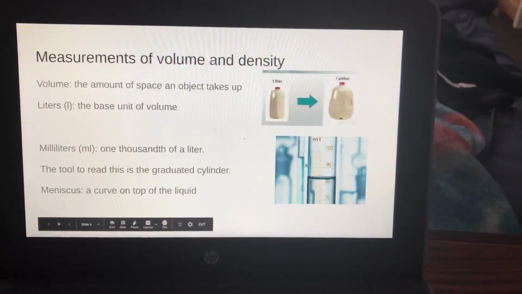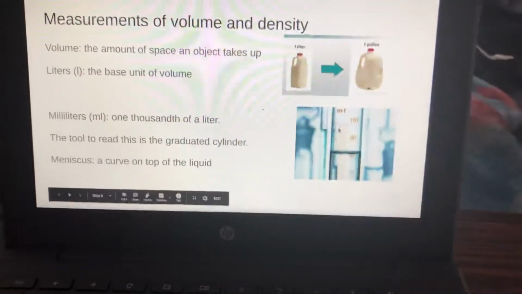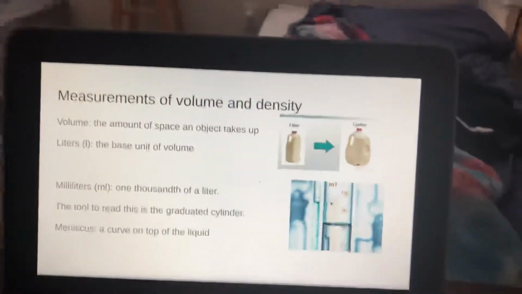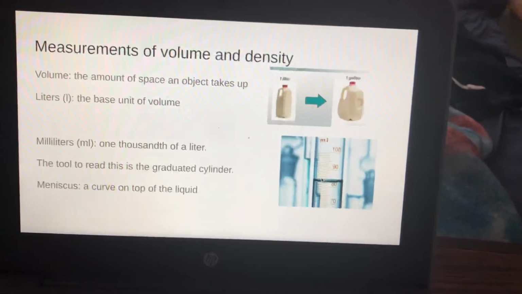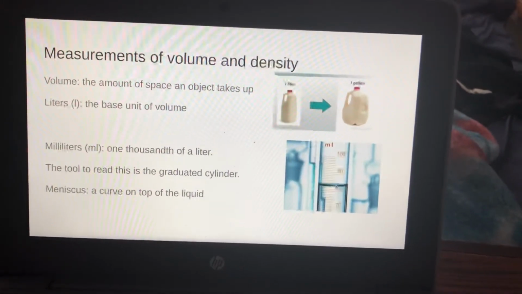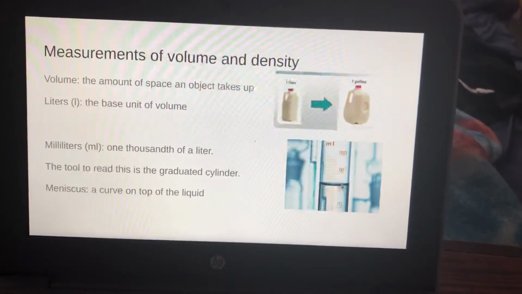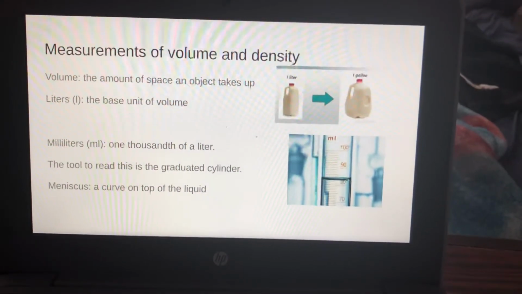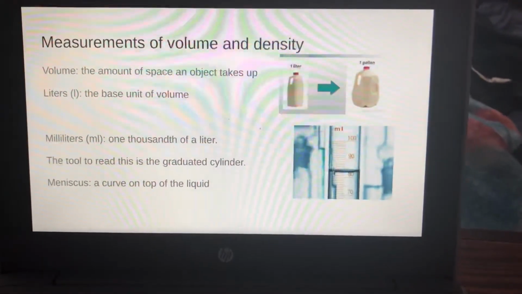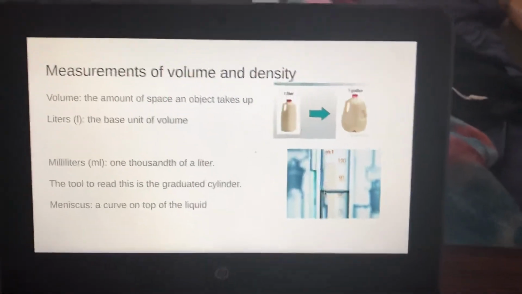This is a graduated cylinder right here. The meniscus, a curve on top of the liquid. The meniscus is this little curve that forms right here, and it forms because the cylinder has an attraction, and it makes it a little curve.